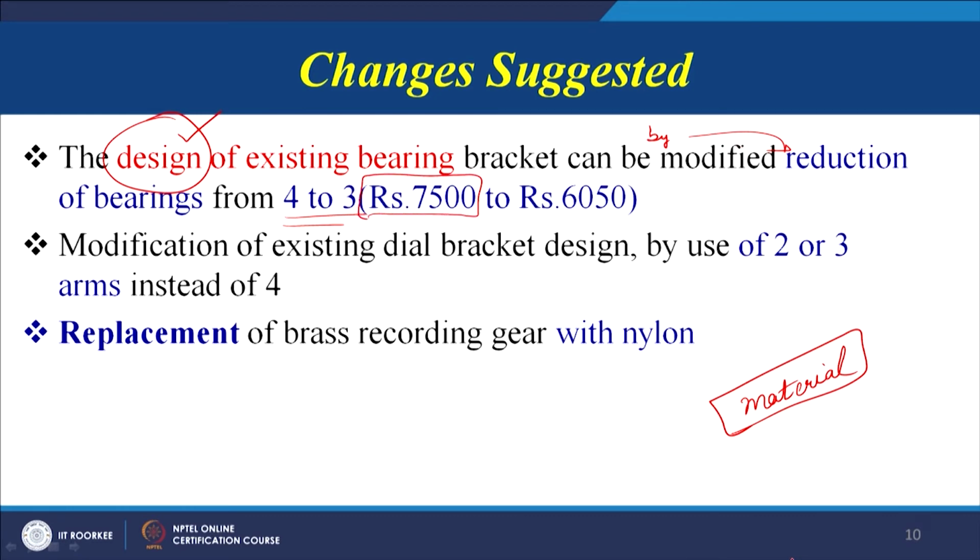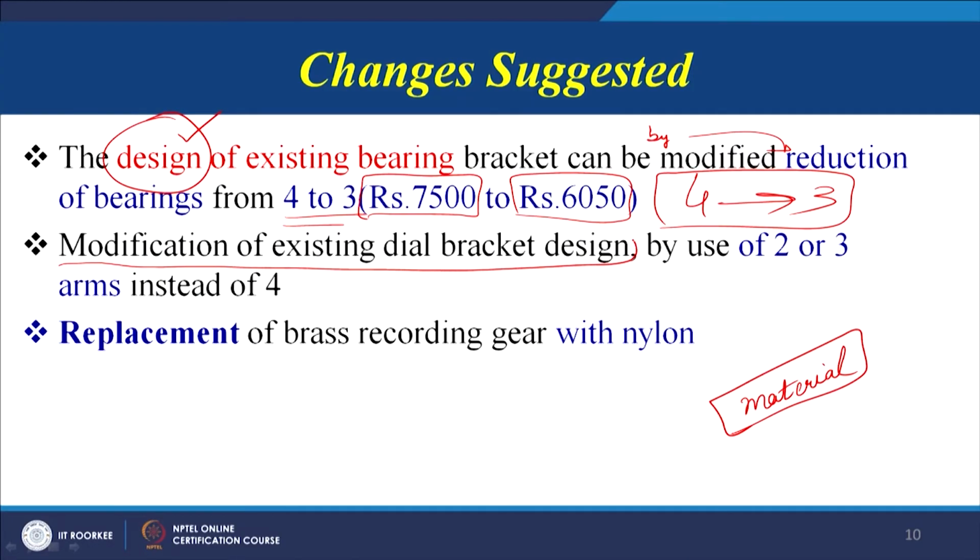7500 rupees was the earlier cost. By reducing the number of bearings from 4 to 3, we are now able to achieve the same function at 6050 rupees. Now, as learners of value engineering, what should not be compromised? The functional aspects should not be compromised, the performance aspects must not be compromised, the serviceability, durability, dependability must not be compromised, but still we are changing from 4 to 3 and we are saving a significant amount of money.